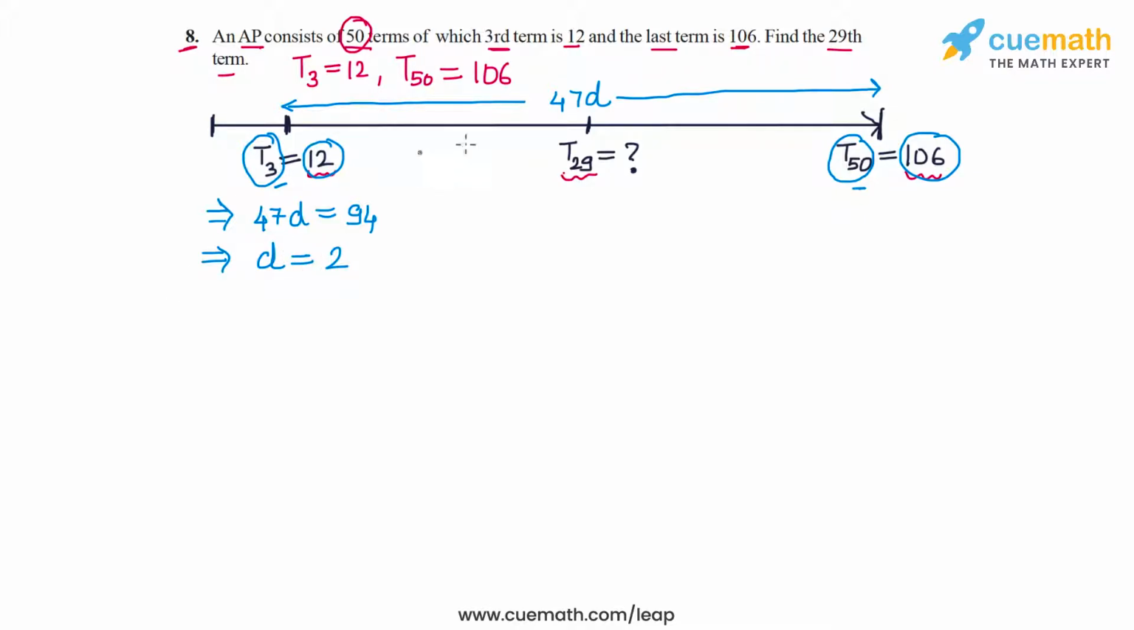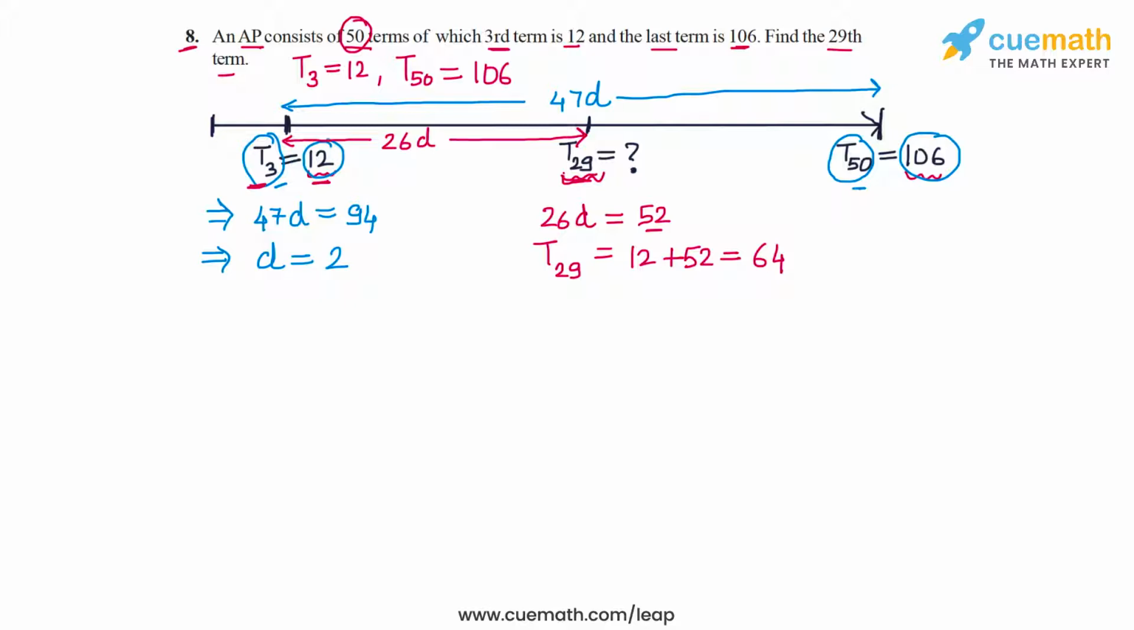So the common difference is 2, and now to find T29, all we have to do is find out how many jumps of D it will take to go from T3, the third term, to the 29th term. So 29 minus 3 is 26, so it will take us 26 jumps of D to go from T3 to T29. Now how much is 26D? So 26D is equal to 26 into 2, or 52. So this means that T29 is equal to the third term 12, because this is where we are calculating the difference from. So 12 plus 26 jumps of D, so 12 plus 52, or 64. So the 29th term is equal to 64.